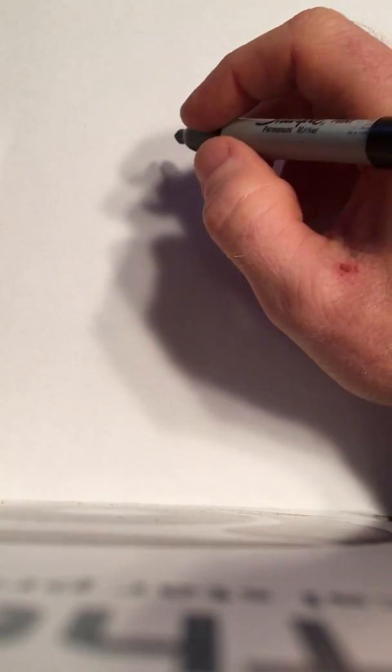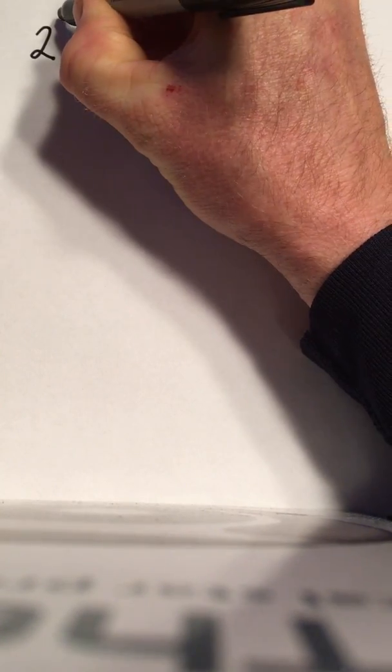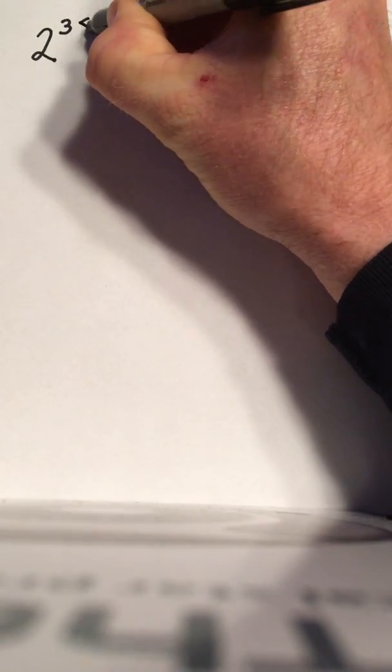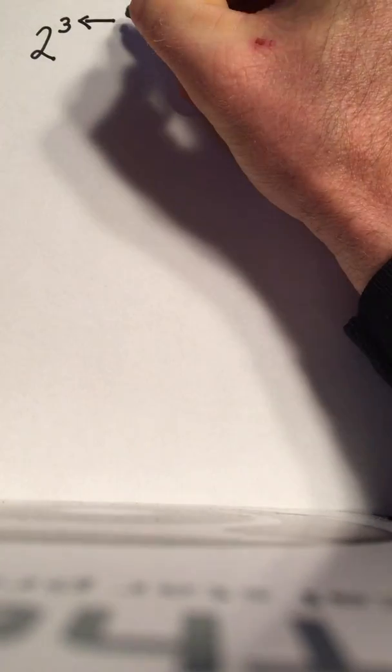Okay, today we're talking about exponents. Another way to say exponents is powers. If I said, what is 2 to the power of 3, I would write the 3 as a superscript, and the 3 here is what we call the power or the exponent.